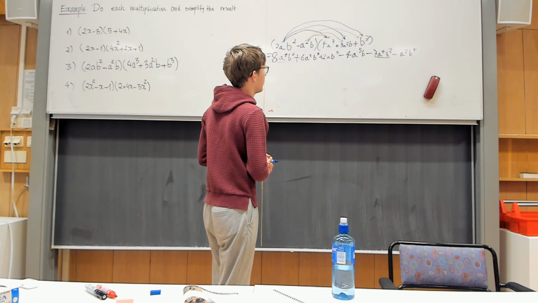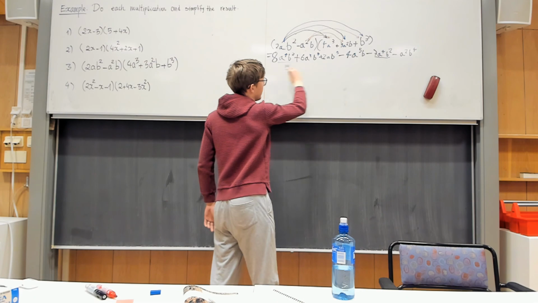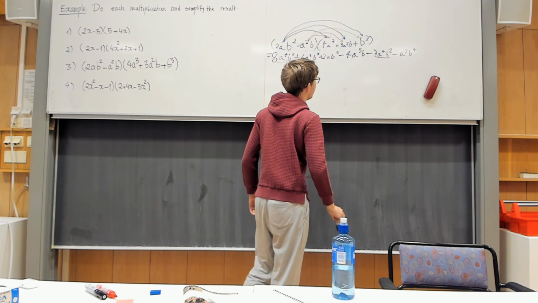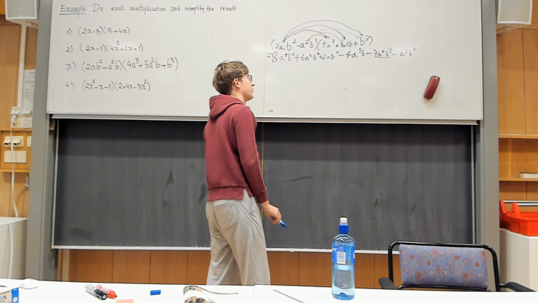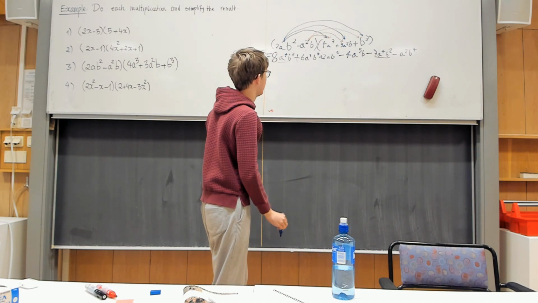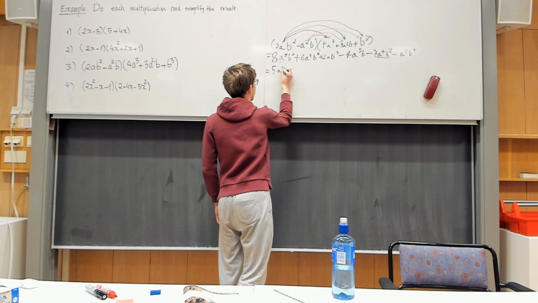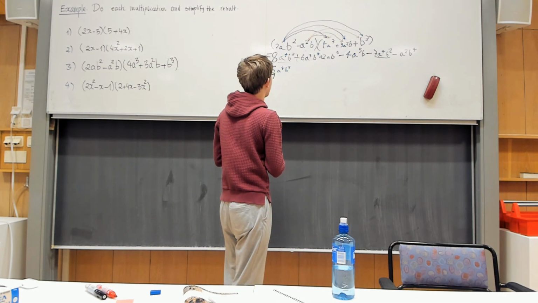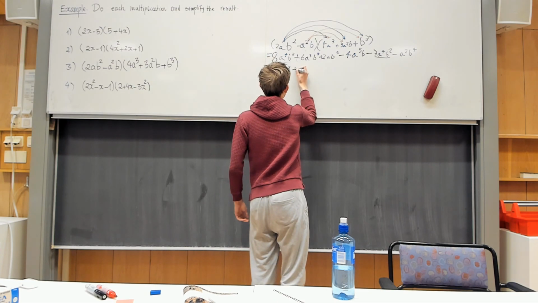So then that becomes quite easy. We just add these two together, or subtract in this case. So 8 minus 3 is 5, I think. Yes. So then you have 5 a to the power 4 times b squared. And then we just keep everything else the same.